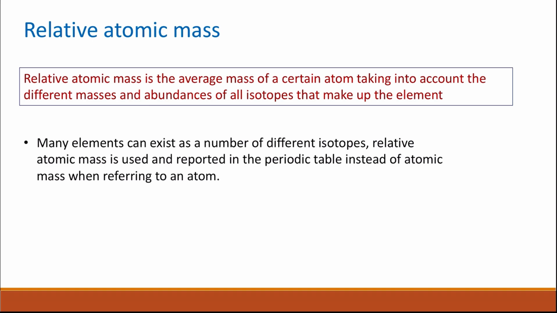Many elements exist as a number of different isotopes, and the relative atomic mass is used and reported in the periodic table instead of the atomic mass when we are referring to a specific atom.